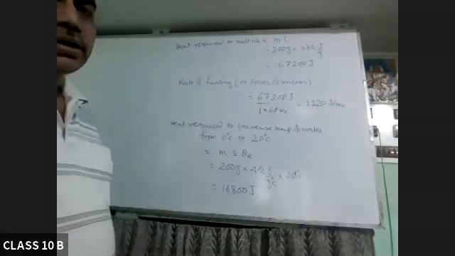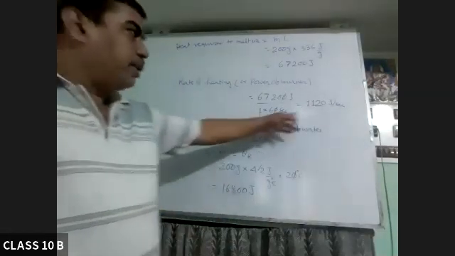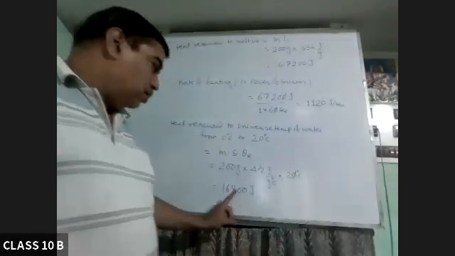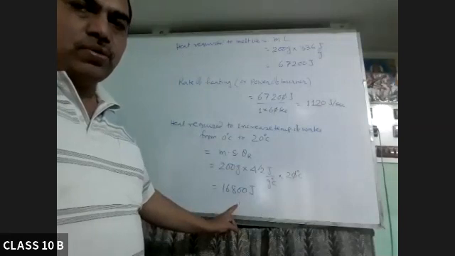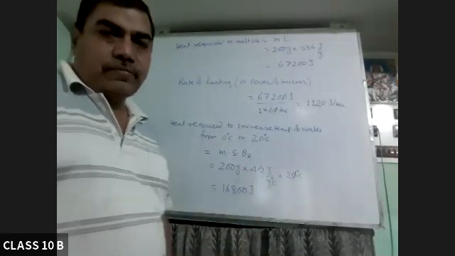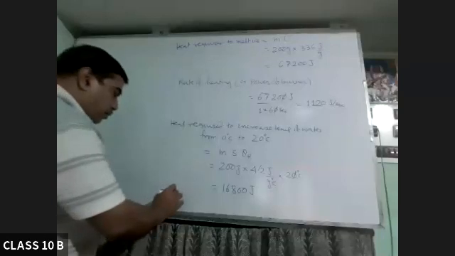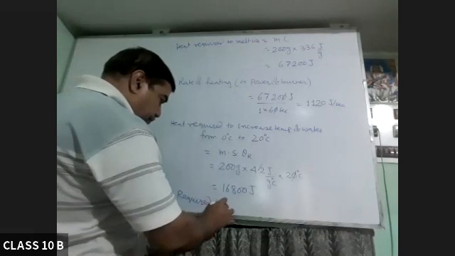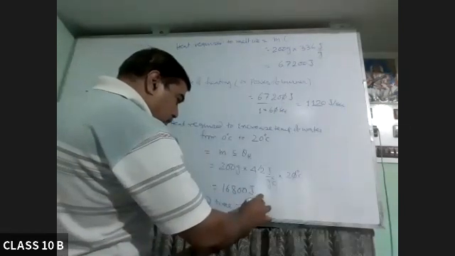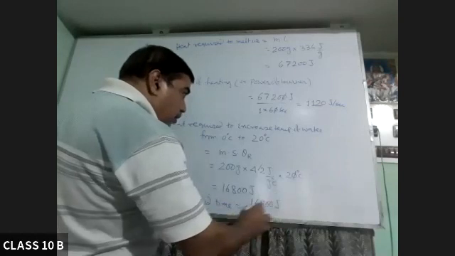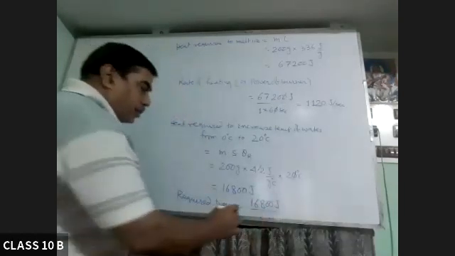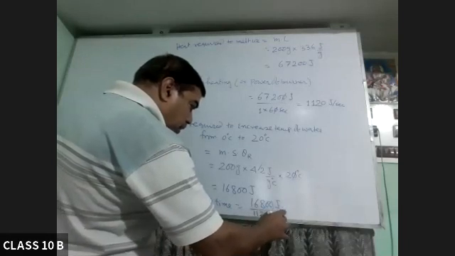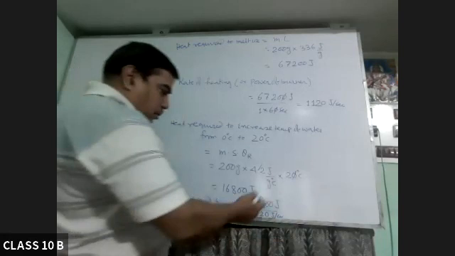Now you have to find the time. So the rate of heating is the same: 1120 joule heat is given in 1 second. So in this much joule, how much time will be required? Required time will be 16800 joule by 1120 joule per second. So how much will come?